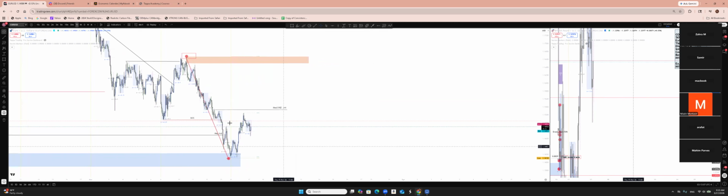This is supply. Now, where did this breaker structure happen? Which is this last leg. Okay, it has led from this area here that has led to this breaker structure. Price is mitigating it right now.